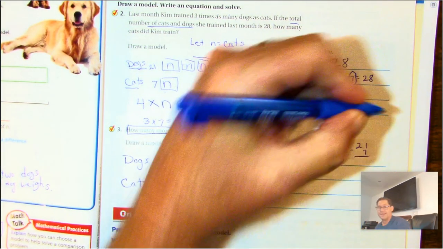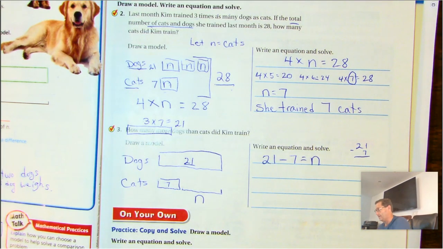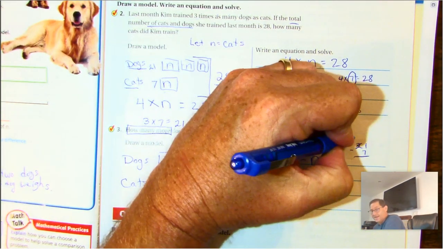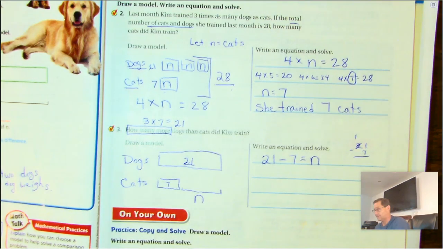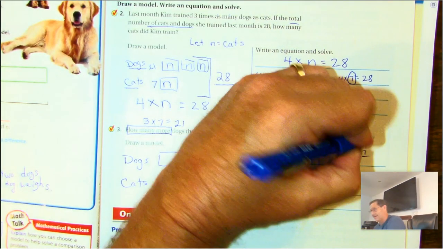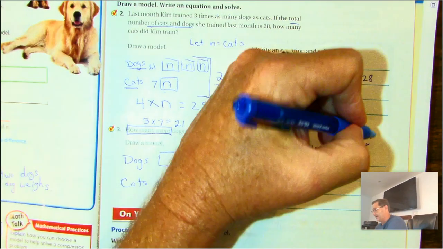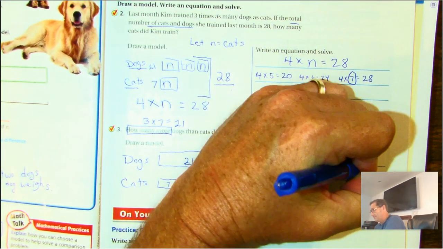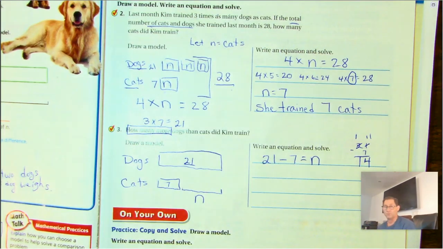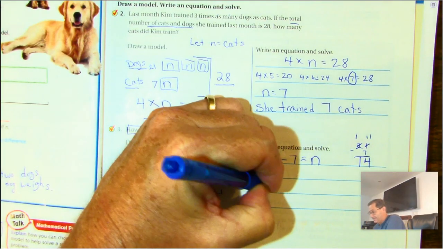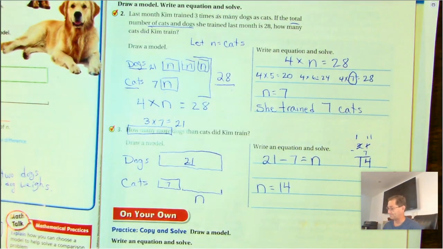Let's see. Well, we can't take 7 ones from 1 one, but I can rename the two tens as 1 ten and 11 ones. And 11 take away 7 ones is 4 ones. And 1 ten take away nothing is 1 ten. So the difference is 14.